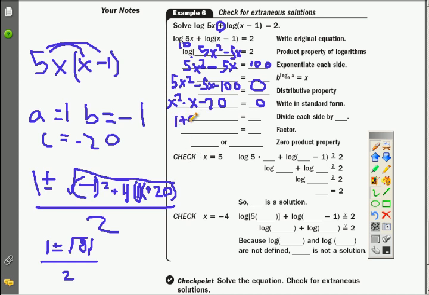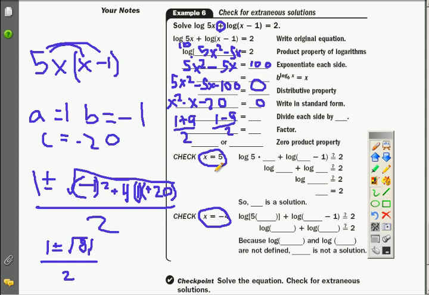You could factor it, but that's pretty boring. There's no song for factoring. 1 plus 9 is 10 divided by 2. That's 5. That's one of my possible answers. 1 minus 9 over 2 is negative 8 divided by 2, which is negative 4. That's another possible answer. So those are my possible answers.